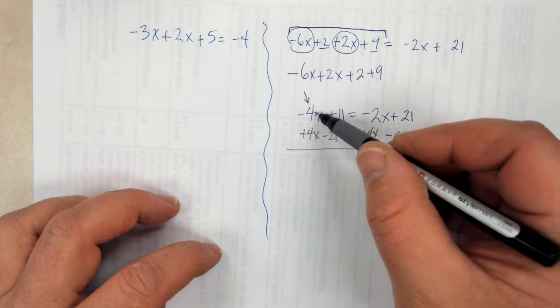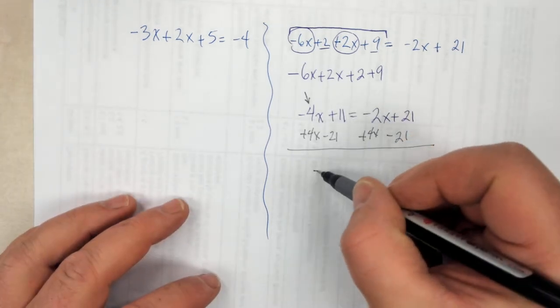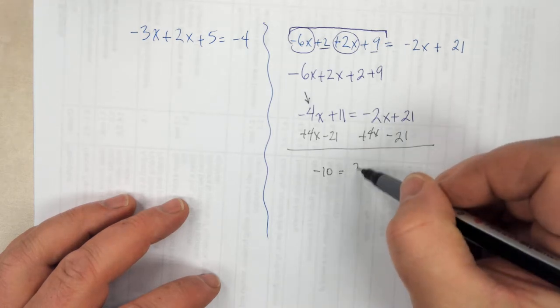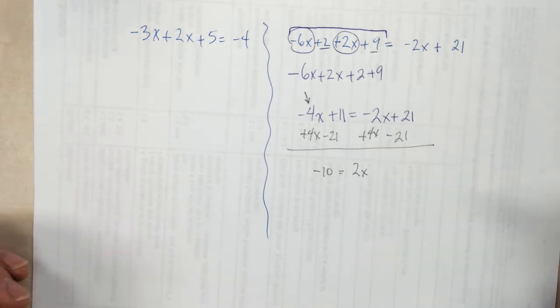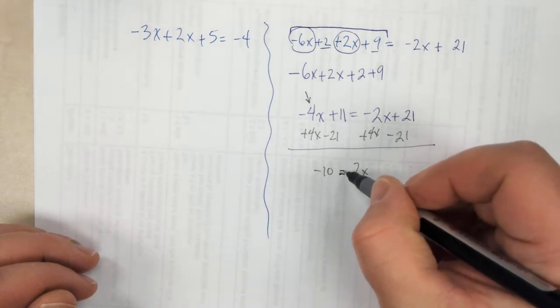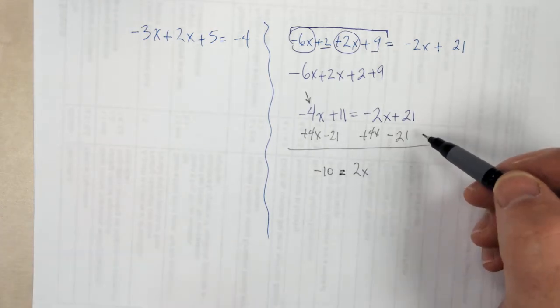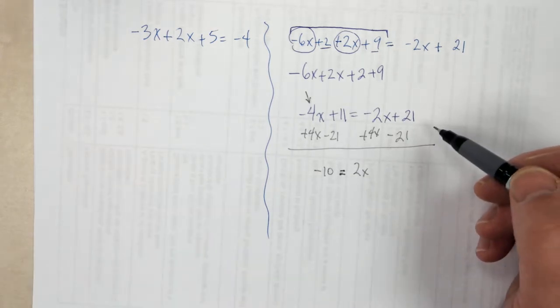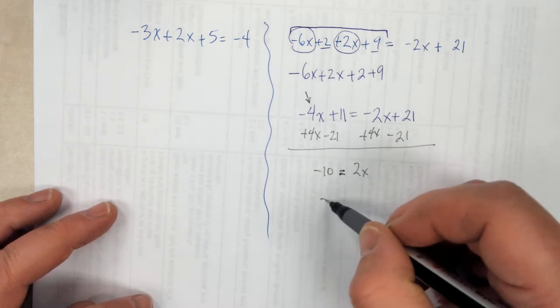So now look. 0, negative 10, 2x, 0. If you want to do that in two steps, that's fine. No problem. You can do it in one. So now you just have to solve this. That's negative 5.